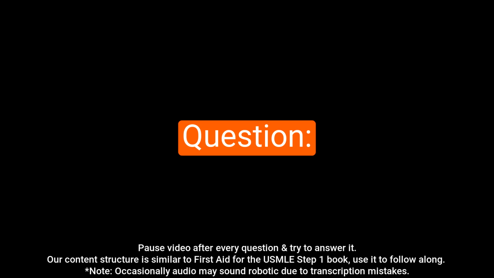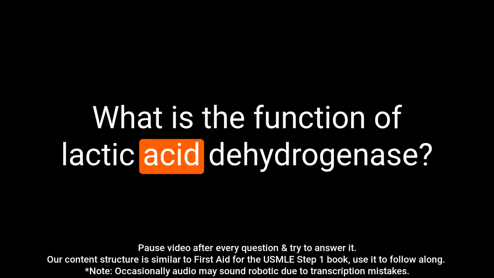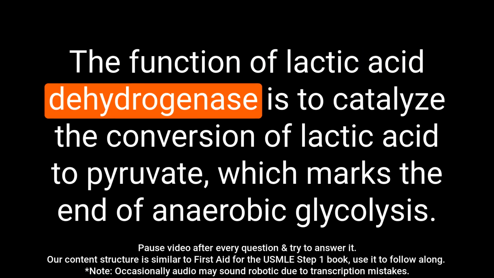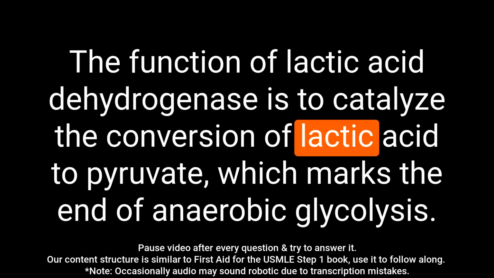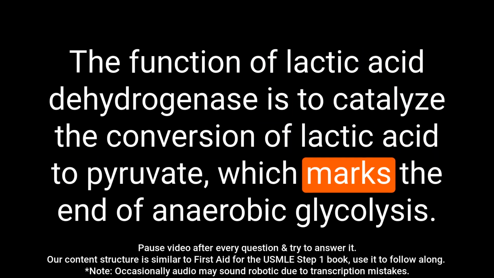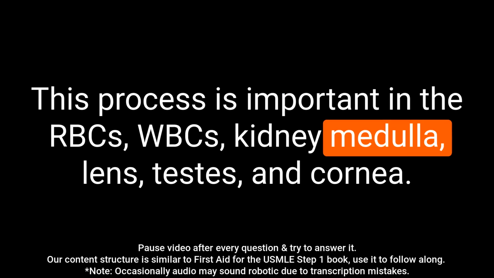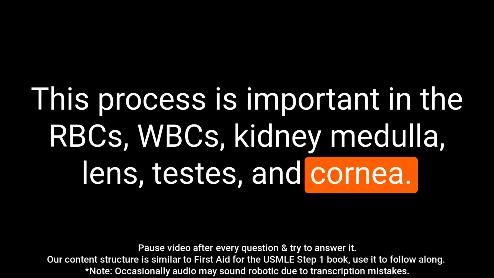TCA cycle. Question: What is the function of lactic acid dehydrogenase? Answer: The function of lactic acid dehydrogenase is to catalyze the conversion of lactic acid to pyruvate, which marks the end of anaerobic glycolysis. This process is important in the RBCs, WBCs, kidney medulla, lens, testes, and cornea.